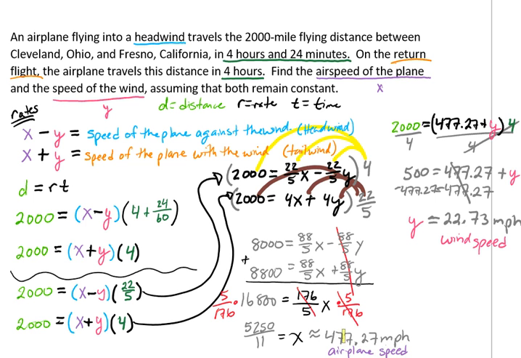And so we have our two answers. We have our airplane speed at 477.27 miles per hour and wind speed at 22.73 miles per hour. And so when our numbers are not very nice, we're still able to work through the problem, and systems really helps us to do that.